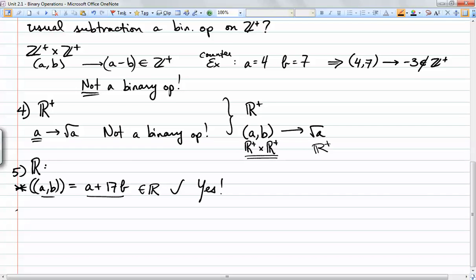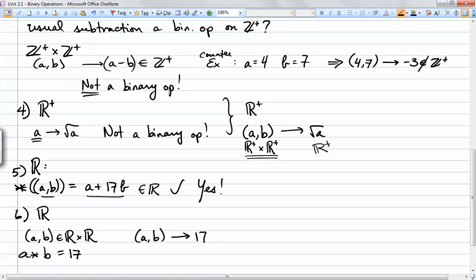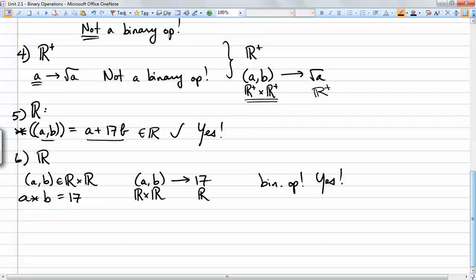This one, let's try this. We're looking at all real numbers. I'm going to take AB from R cross R, and I'm going to define A star B as 17. So AB always maps to 17. Well, that's also a binary operation because 17 is in R, and any AB that I take from R cross R will map to 17. So that is a binary operation. Okay.